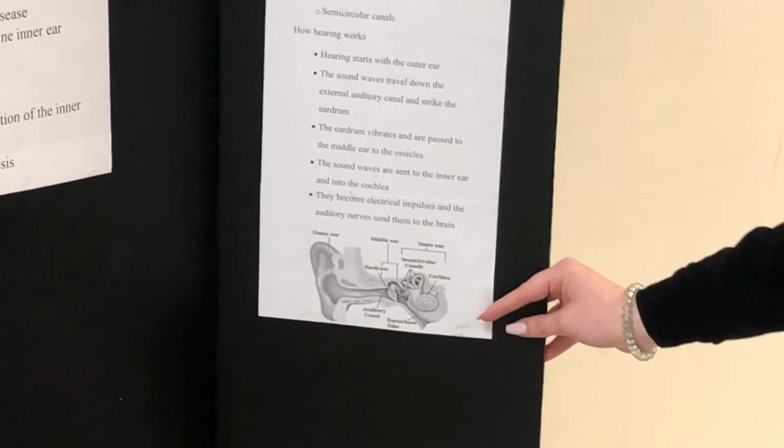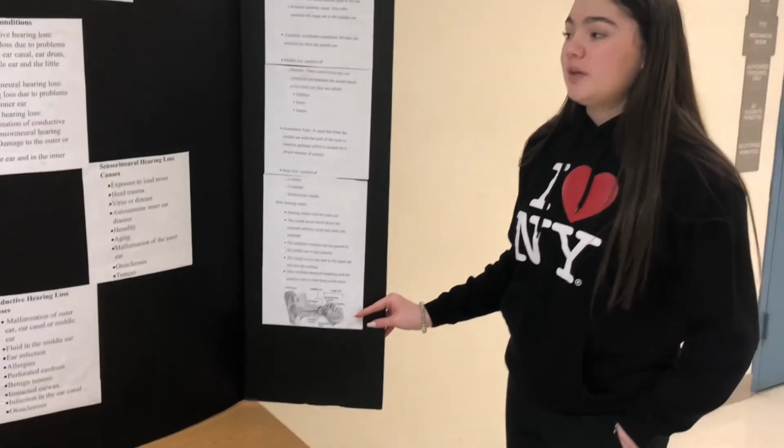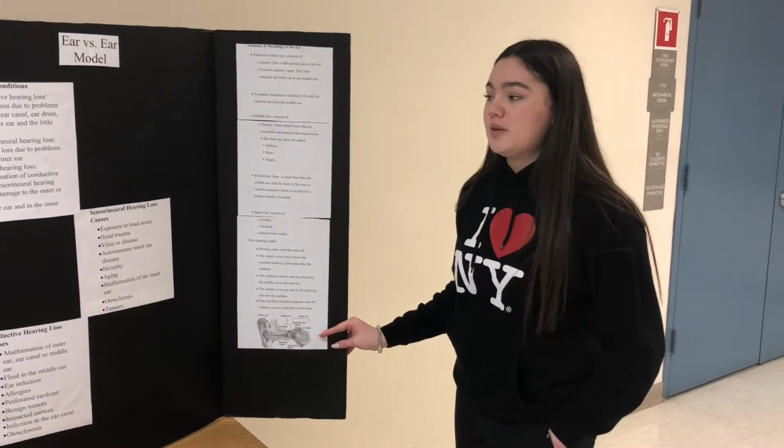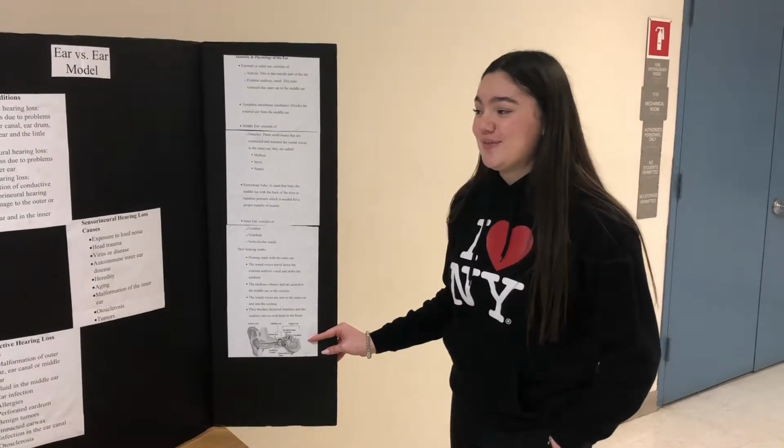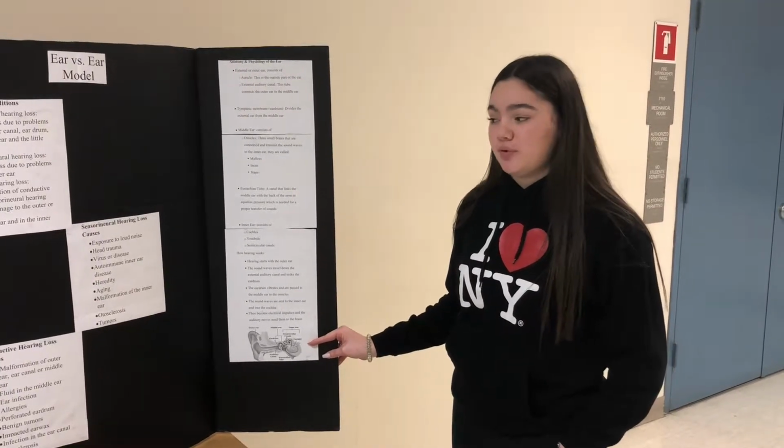Hearing conditions such as conductive hearing loss are hearing loss due to problems within the ear canal, the eardrum, or the middle ear. Sensorineural hearing loss is due to problems with the inner ear. Mixed hearing loss has a combination of both of them.